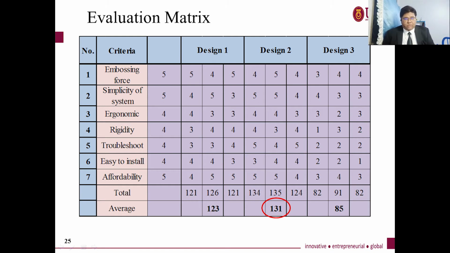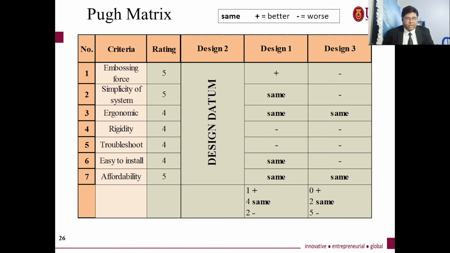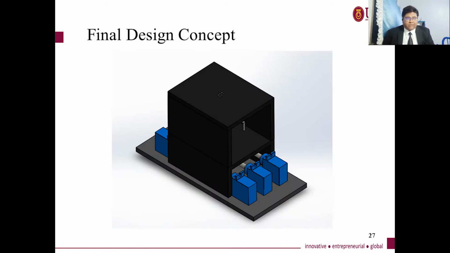So from the evaluation matrix, there will be 3 different persons for better evaluation of the design. The evaluation will focus on 7 criteria, which are embossing force, simplicity of system, ergonomic rigidity, troubleshoot, easy to install, and affordability. Design 2 wins the evaluation with the score of 131, and design 2 will become a datum. Some improvement on the design will be made on design 1 and 3, but design 2 still wins the evaluation, and this is the final design concept.